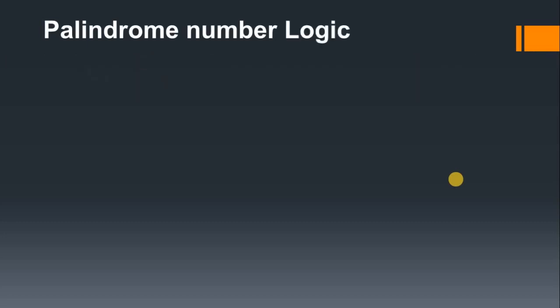So now here we will see the logic of the palindrome number. Suppose the number is 121. So we know the reverse will also be the same. So we have to check logically whether the number is a palindrome or not. So we have to apply the same kind of logic that we applied in the reverse number and Armstrong number.